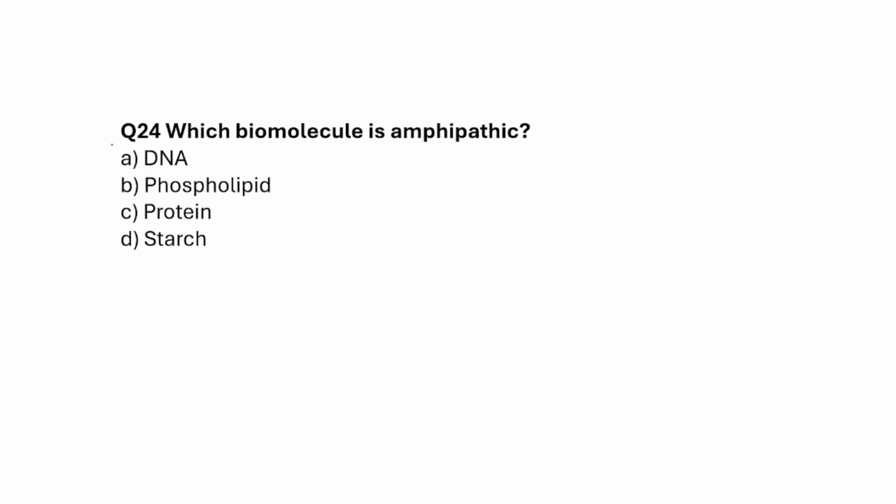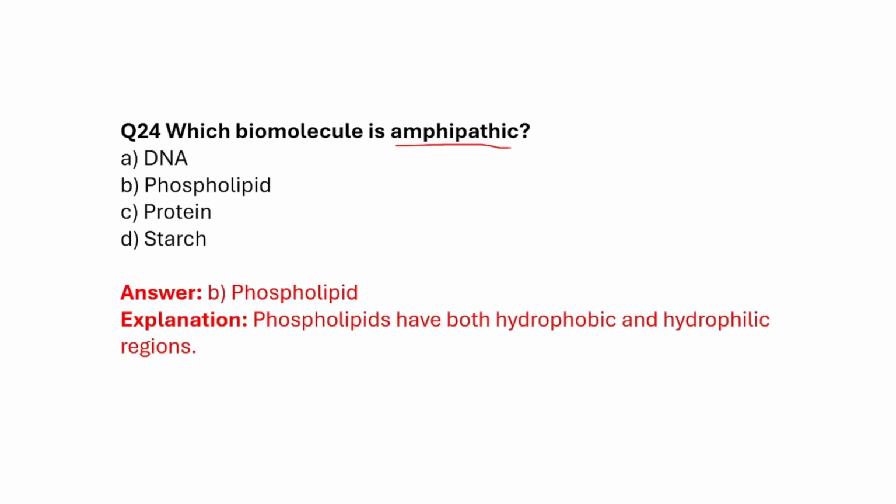Okay. Which biomolecule is amphipathic? Okay. Amphipathic means it has a tendency towards both. It has both hydrophilic and hydrophobic regions. Okay. So the correct answer is phospholipid.